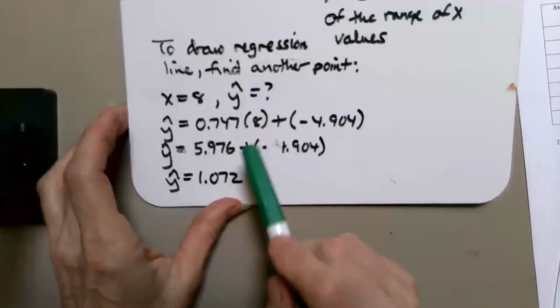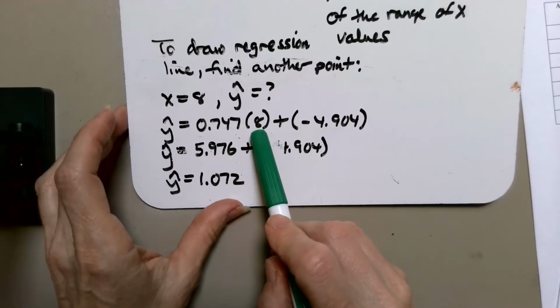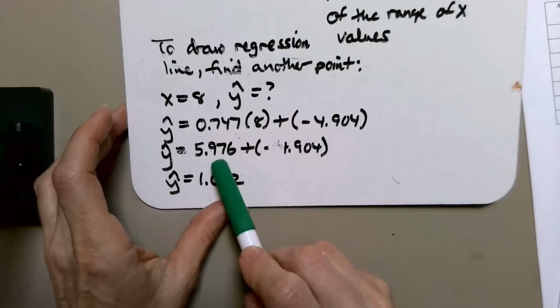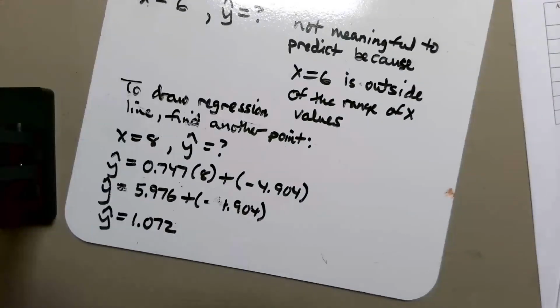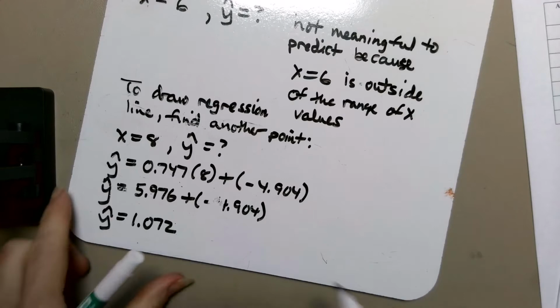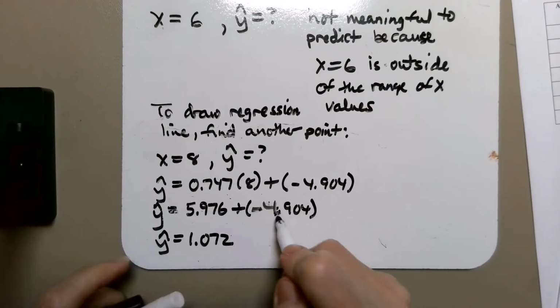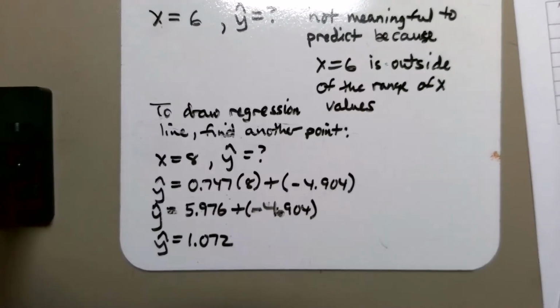So if I go to my equation and I replace x with 8 in my regression equation and I multiply by 0.747, I get 5.976. Sorry, I must have bumped this and erased it. And so I've got negative 4.904, which I then add to 5.976.